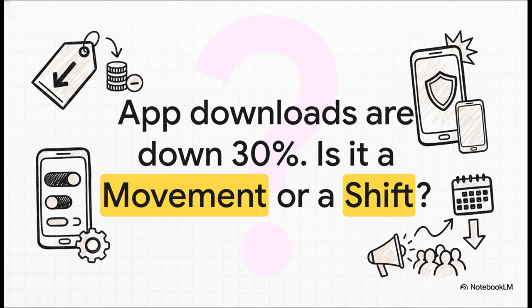Let's leave it with one final thought to apply this everywhere. Your app downloads are down 30%. Before you do anything, you ask the question, did we recently change the price of the app or its in-app purchases? If the answer is yes, you start investigating a movement. If the answer is no, you have to ask, did a competitor just launch a killer new feature? Did Apple or Google change their App Store policies? Did our big marketing campaign just end? You're now investigating a shift. That first question you ask will determine your entire course of action. Make sure it's the right one.